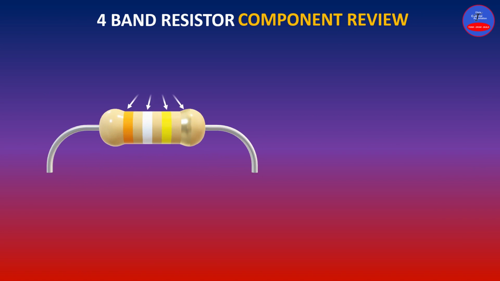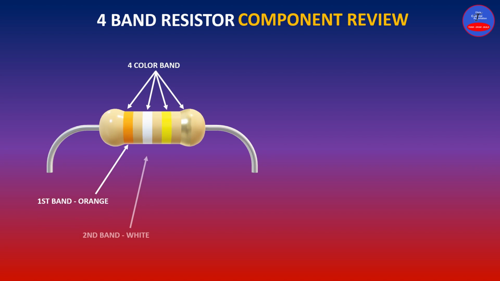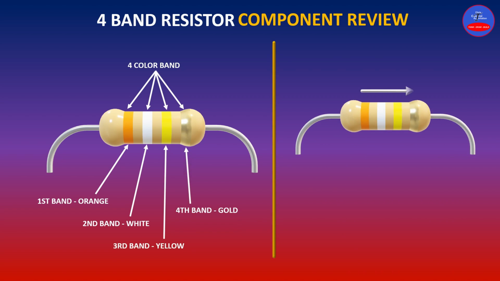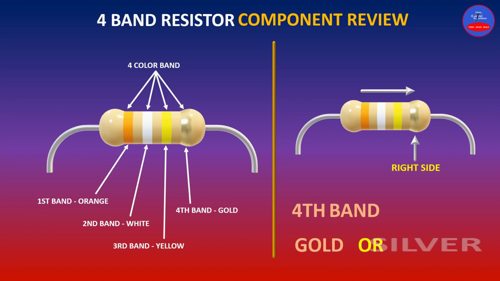Component review. This is a 4-color band resistor. The first band is orange, second band is white, third band is yellow, and fourth band is gold. 4-band resistor colors are always read from left to right. In most cases, the fourth band is either gold or silver. This particular resistor has gold as the fourth band.